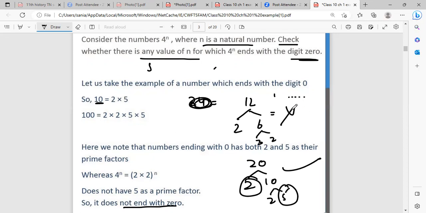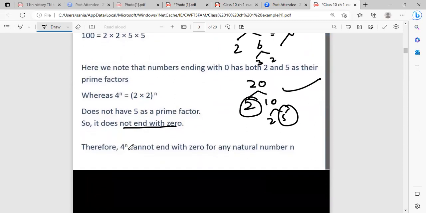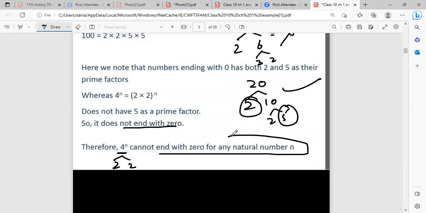Clear? Okay. So therefore, 4n cannot end with 0 for any natural number. Because when you factorize 4, what are the factors? 2 and 2, right? So are they involving any 2 and 5? No, ma'am. So that's why it will not end with 0 for any natural number n. Clear? But if I give you, instead of 4n, 10n, and I ask you, just think, tell me, will this end with 0 or not? Tell me yes or no. Yes. Why? Let me tell you, when you factorize it, it is 2 and 5. So it is a pair. So yes, ma'am, it will end. Clear? Okay.